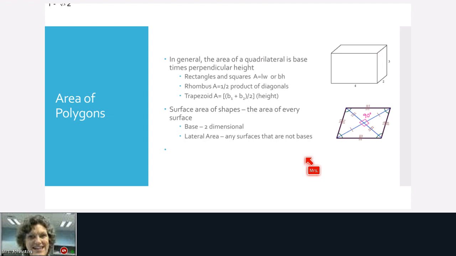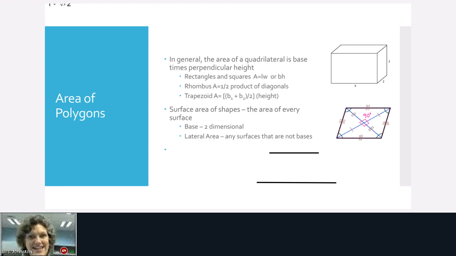A trapezoid is another quadrilateral. And remember the formula, because there's 2 bases on a trapezoid. Let me just draw one out here. Okay, so a trapezoid might look like a quadrilateral with parallel sides that are not necessarily equal in length.